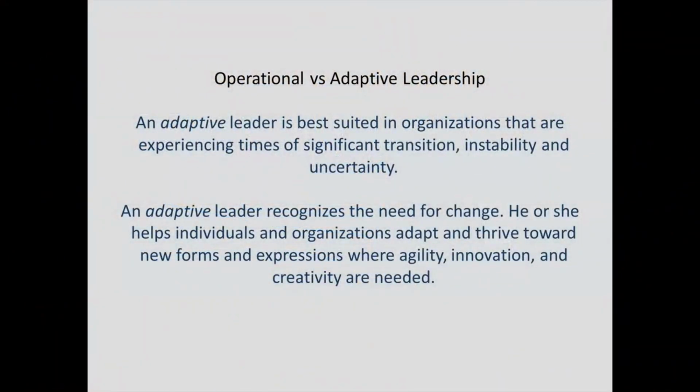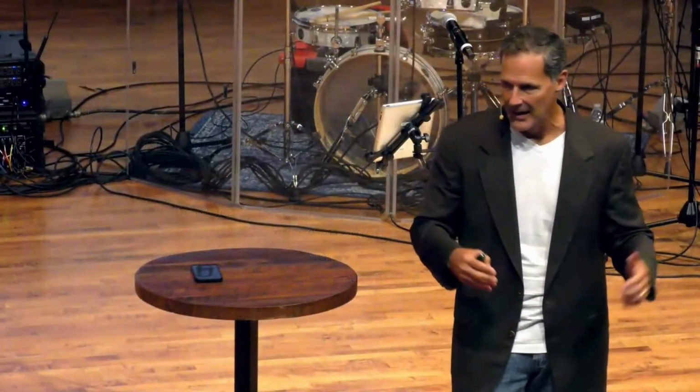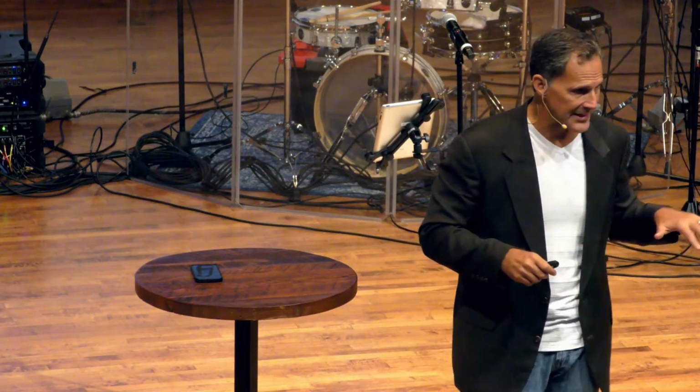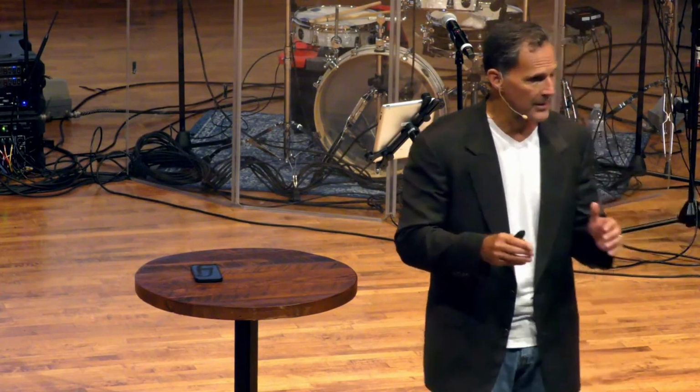I have. It says an adaptive leader recognizes the need for change. He or she helps both individuals and organizations adapt and thrive through new forms and expressions where agility, innovation, and creativity are needed. Pretty straightforward, but you see the difference, right? In the context that most of us find ourselves, we need to think, macro-wise, a little differently about leadership. It's not just operational, organizational leadership, but we need to be thinking more adaptively. So how do we do that?